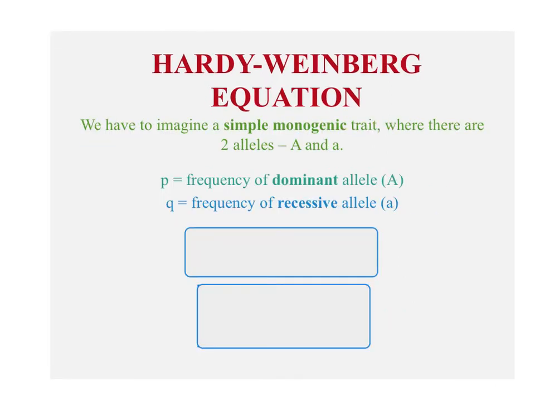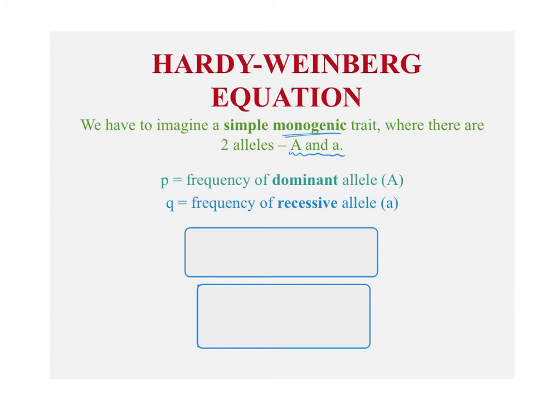Now, the Hardy-Weinberg equation also relies on the fact that our traits that we're observing are monogenic. Okay, and for this, we're just going to give them the arbitrary letters capital A and lowercase a. And then we're going to take those capital A's and lowercase a's and we're going to change the letters for them.